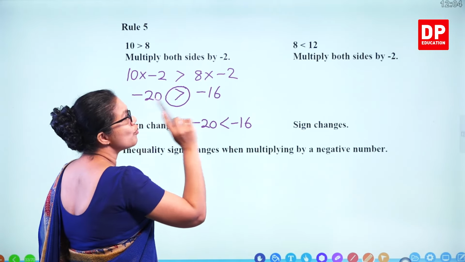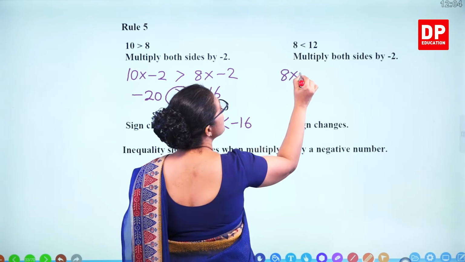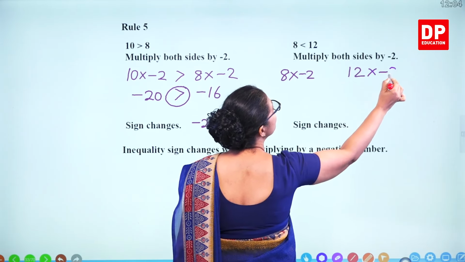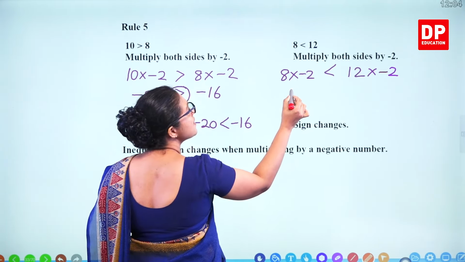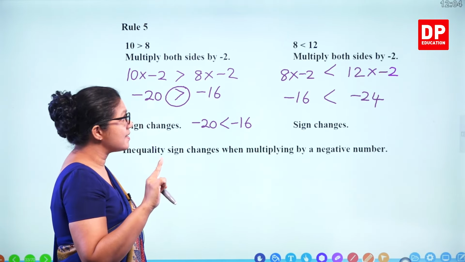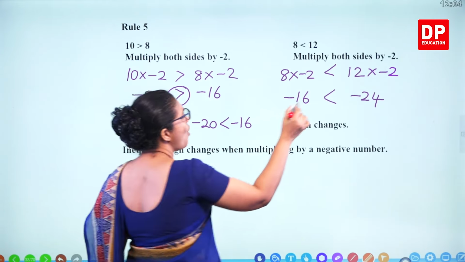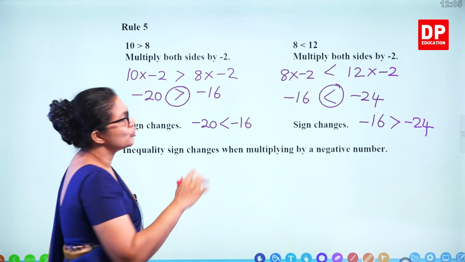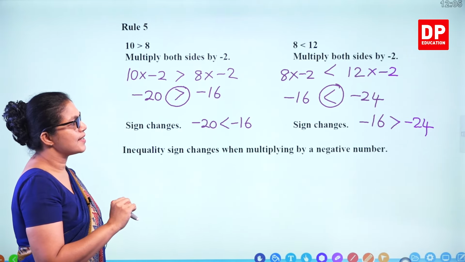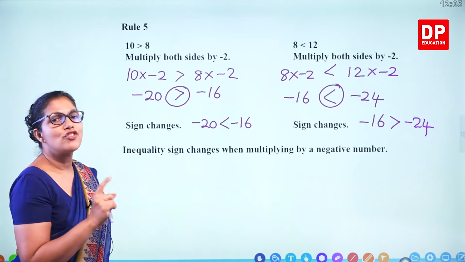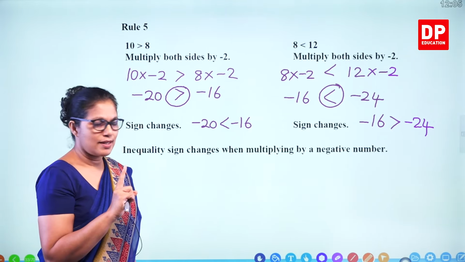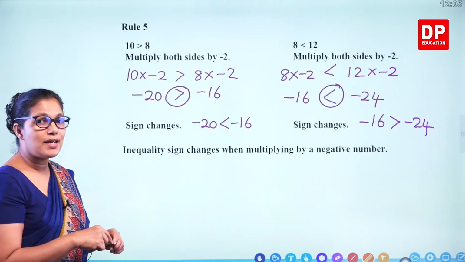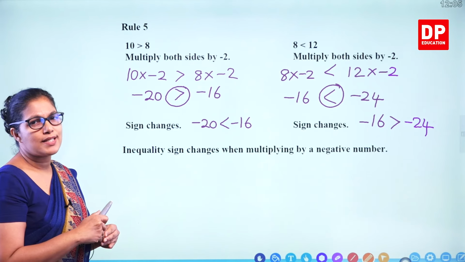8 less than 12. So multiply both sides by negative 2. 8 times negative 2. 12 times negative 2. 8 times negative 2, negative 16. And here, negative 24. What can you say about this statement? Minus 16 is less than minus 24? That's wrong. So you have to change this sign. Minus 16 is greater than minus 24. Any value to the left of the number line is smaller. So minus 24 is smaller than minus 16. So that statement is wrong. So you have to change the sign. So what's the conclusion? When you multiply by a negative number, the sign of the inequality changes.